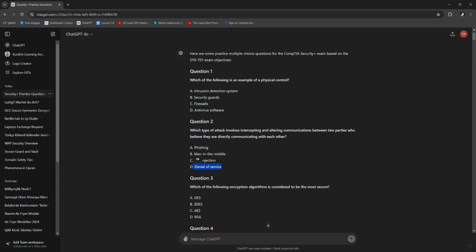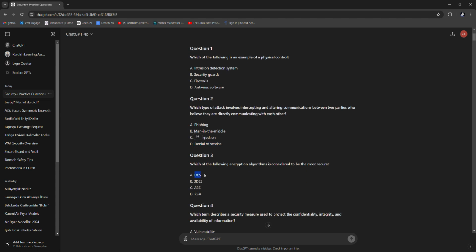Question three: which of the following encryption algorithms is considered the most secure? I'll be honest, I don't know the first two. The third one is AES and RSA. These are encryption algorithms, but the one we know is AES. This one is used for wireless connections, a very secure one. So I will go with C, and eventually we're going to see the reason why it's C.